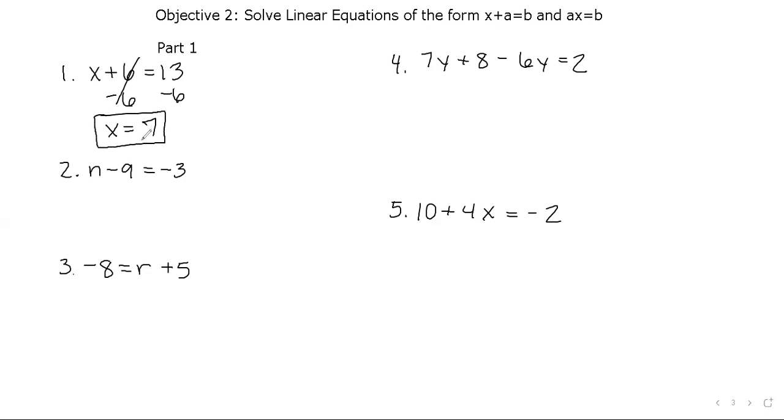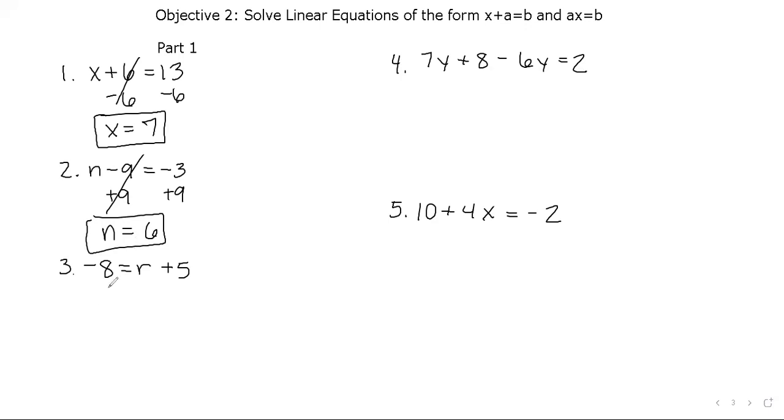Okay? Easy peasy. For number 2, we have n minus 9 equals negative 3. Y'all know what to do. Since we have a negative 9, we're going to add 9 to both sides to get rid of it, or cancel it out, or move it to the other side. Whatever your understanding is, that's getting you to the correct answer, okay? So that's going to have an n on the left side, and on the right side, we have negative 3 plus 9, which is going to be positive 6, okay?